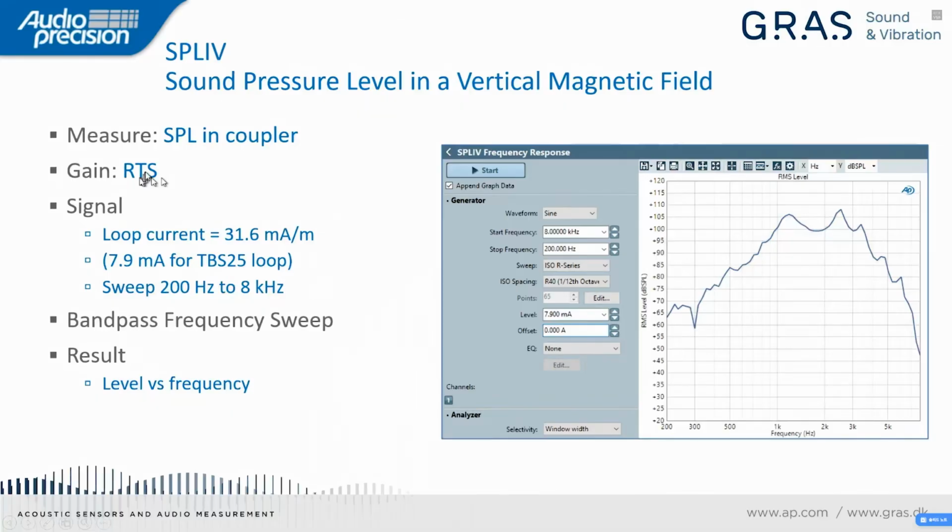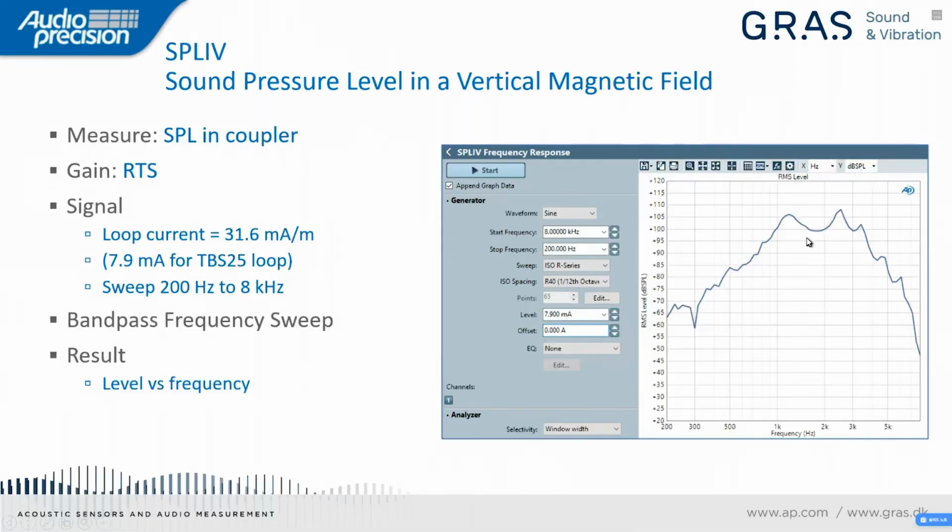Now the loop current required in the standard is 31.6 milliamps per meter, and the amount of current depends on the length of the loop. And in the test box that I'm using today, that corresponds to a current of 7.9 milliamps. This is a sinusoidal signal, and it's swept from 200 hertz to 8 kilohertz, and you produce a graph of level versus frequency as shown here.